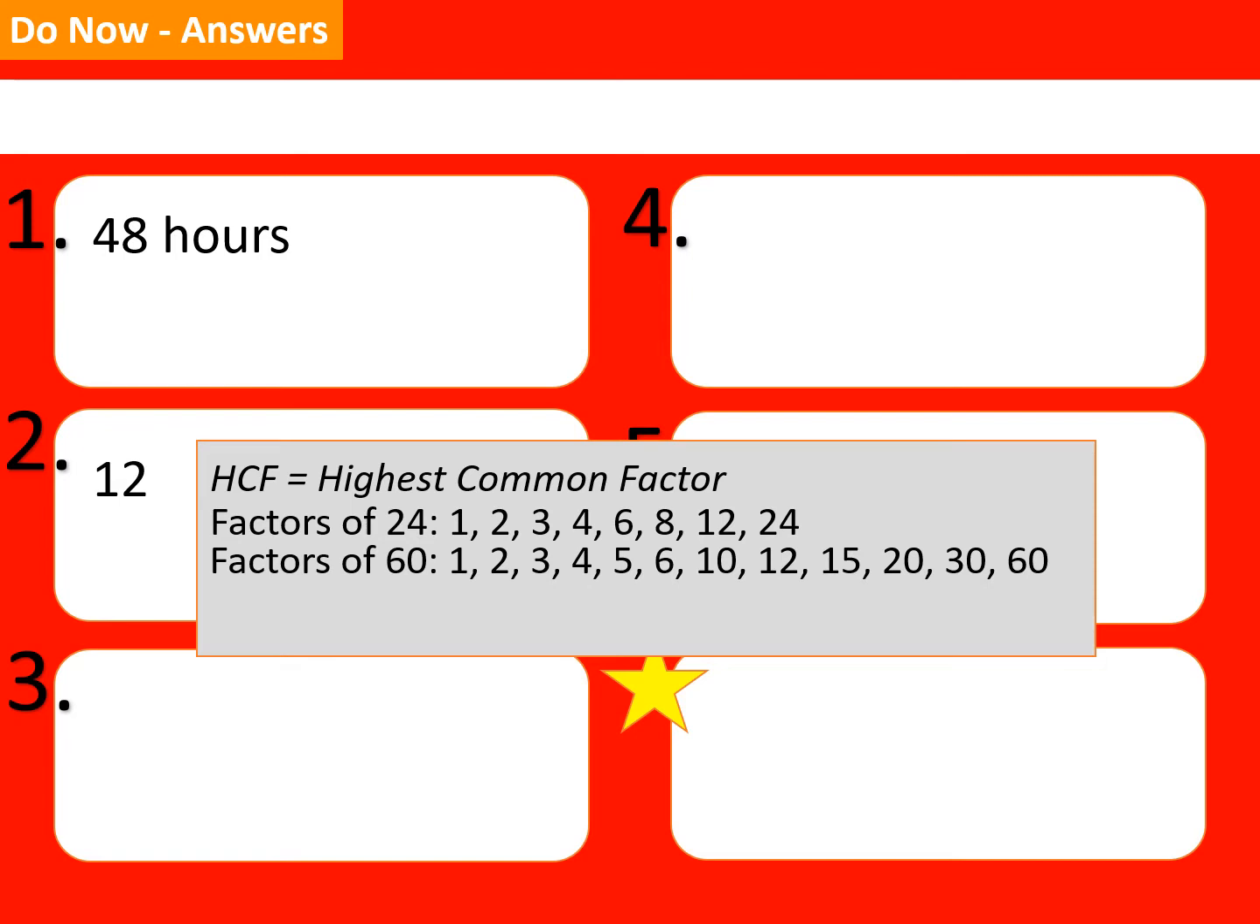They are listed in numerical order, which also means from smallest to largest, because now if we want to find the highest common factor, we should be able to see the highest number that appears in both of these lists. There should be 12, so the highest common factor of 24 and 60 is 12.